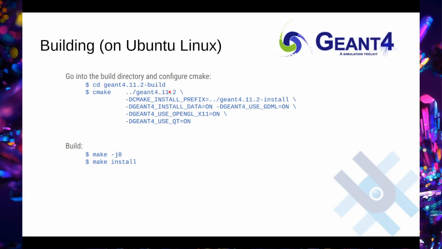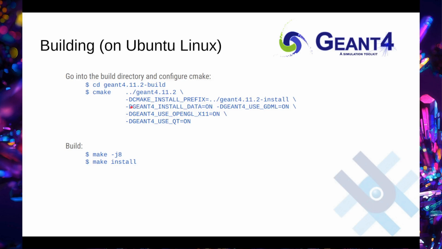This is the version that I am using, by the way. It's Geant4 version 11.2, patch 2. And then you have to pass a few options. You have to set the install prefix. This is where it's going to be installed. Remember, we just created the install folder or directory, whatever you're gonna call it.